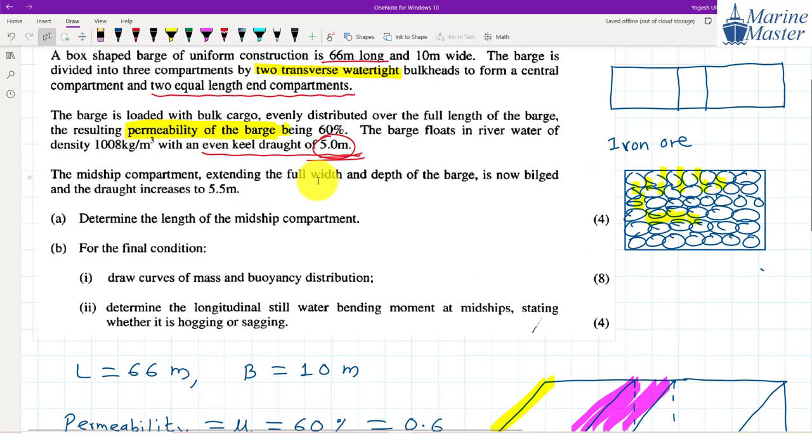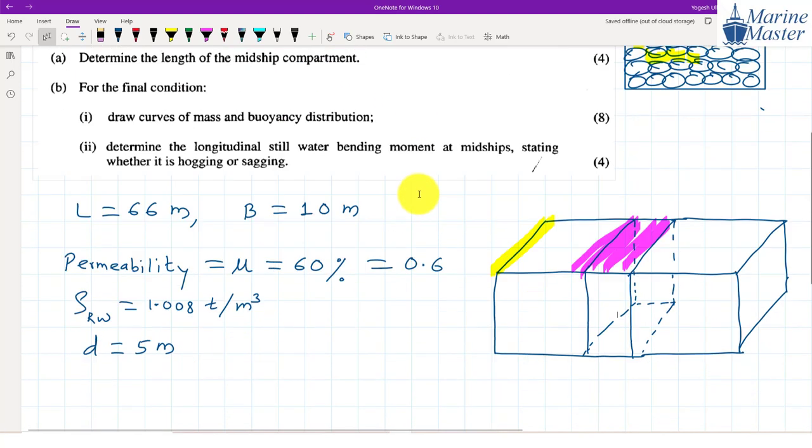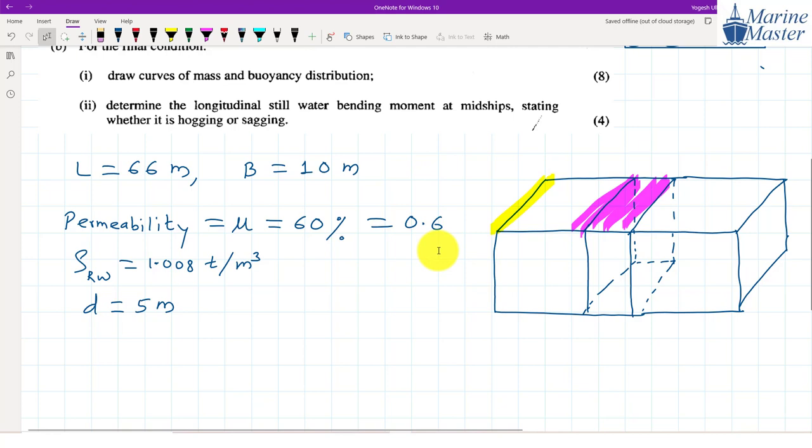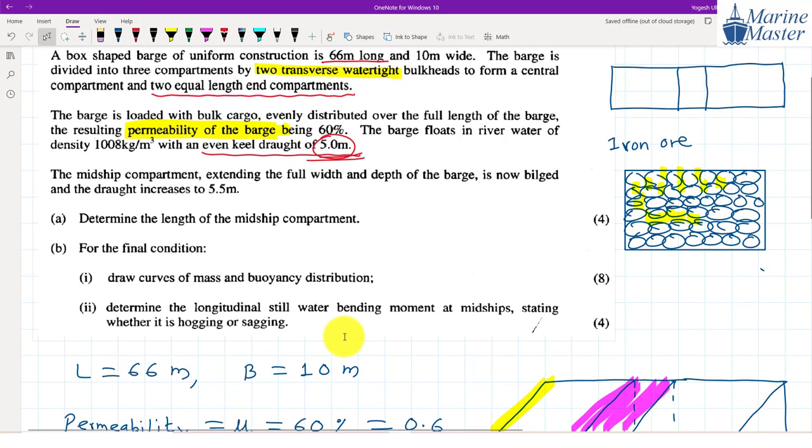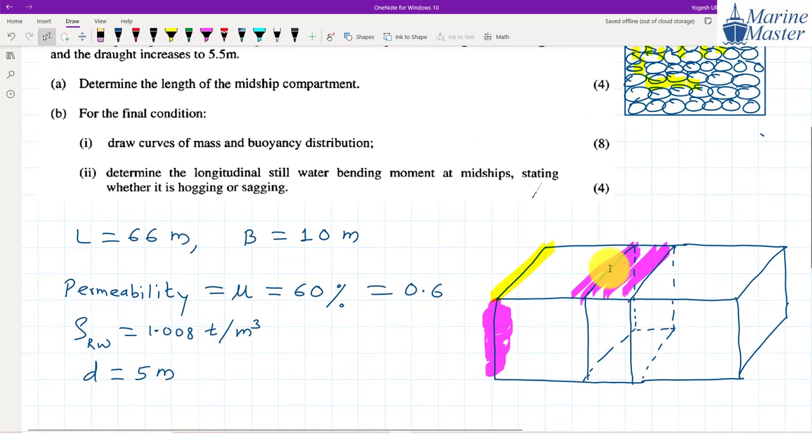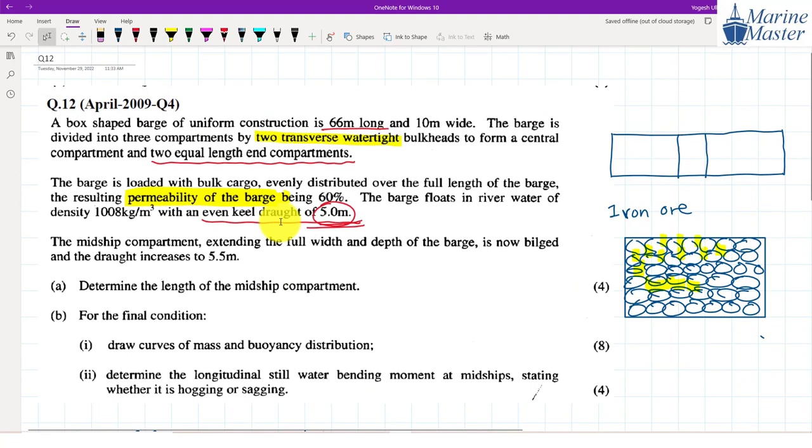So extending the full width and the depth. And what is the depth guys? This will be the depth. We don't know what the depth is, but it is extending for the full depth. Full width and full depth. Try to understand the scenario here. So our midship compartment extending the full width and depth of the barge is now bilged.